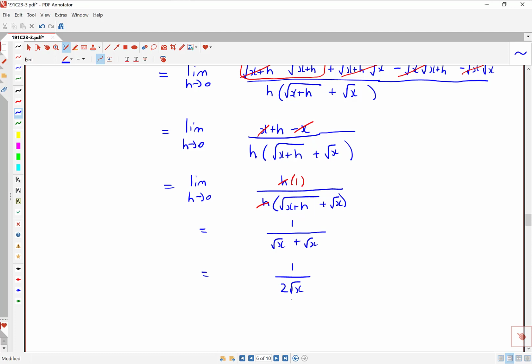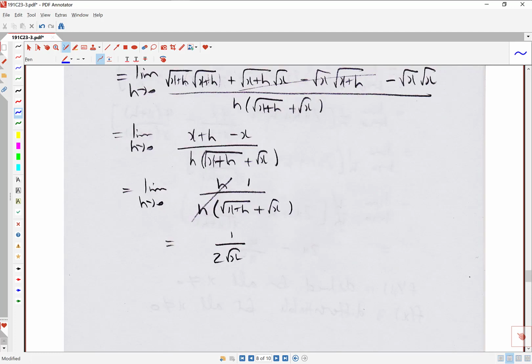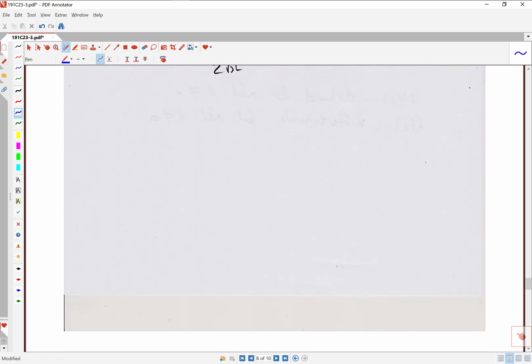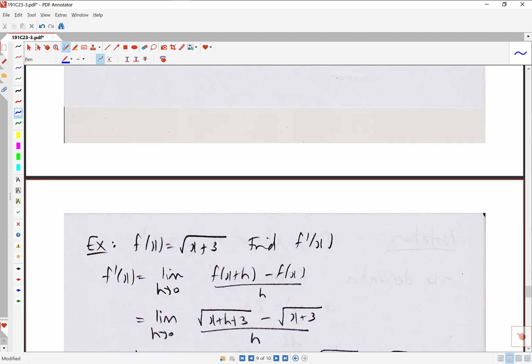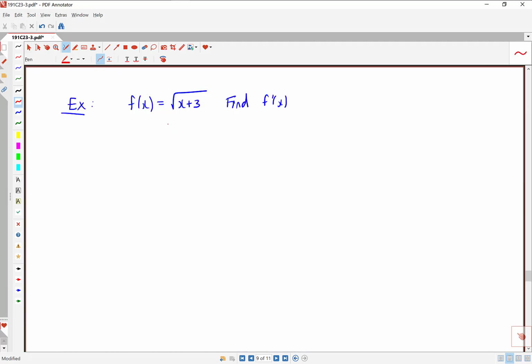I'll come back to our notes. So there we go. And really that was a warm-up problem for our last derivative calculation that we're going to go into now. So given this function, let's find f prime of x, and we'll do that on a new page. So we're given the function root x plus 3, and we're going to find the derivative f prime of x.